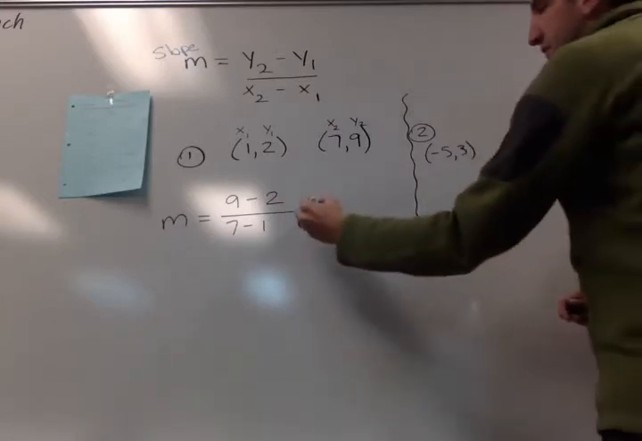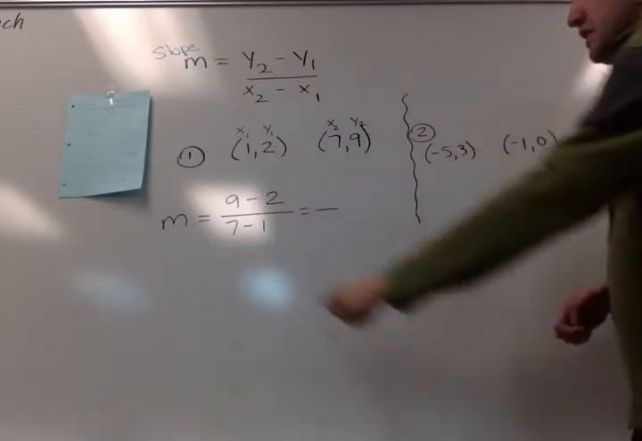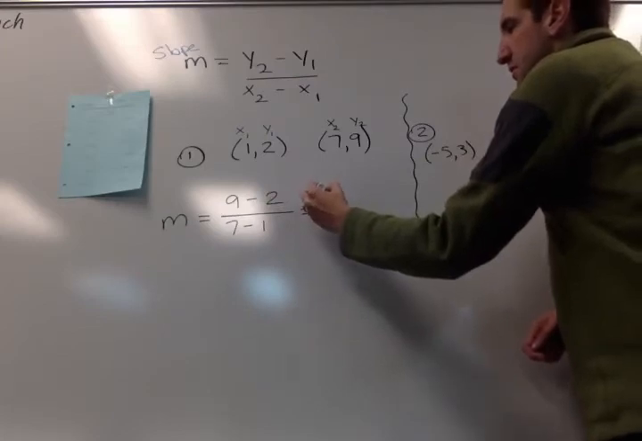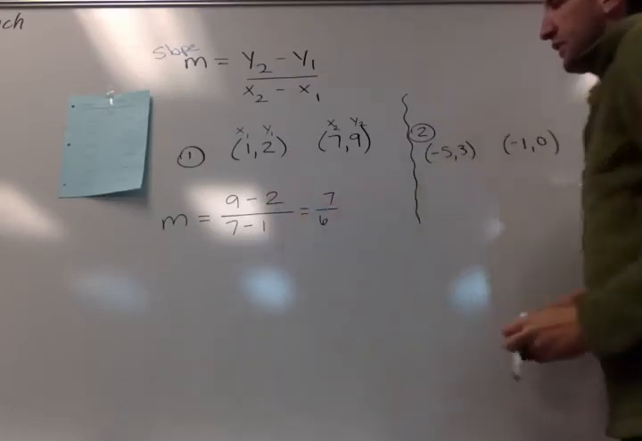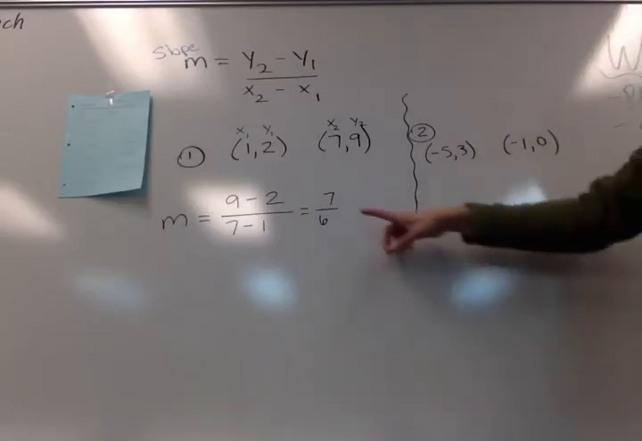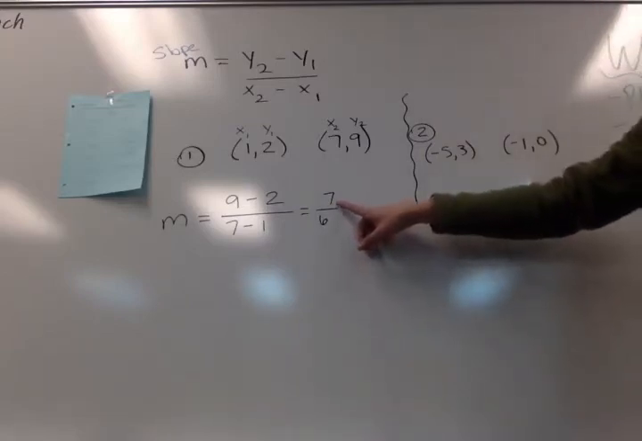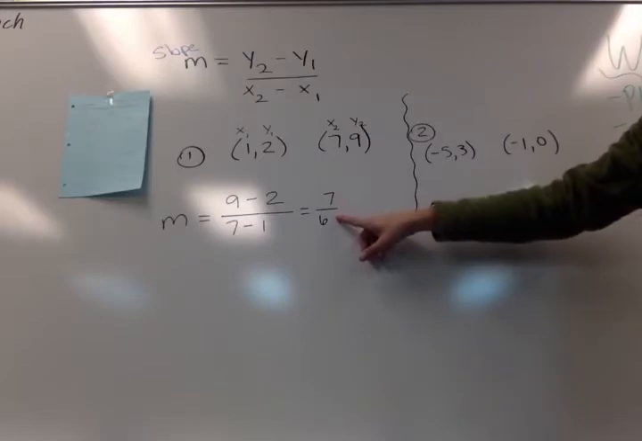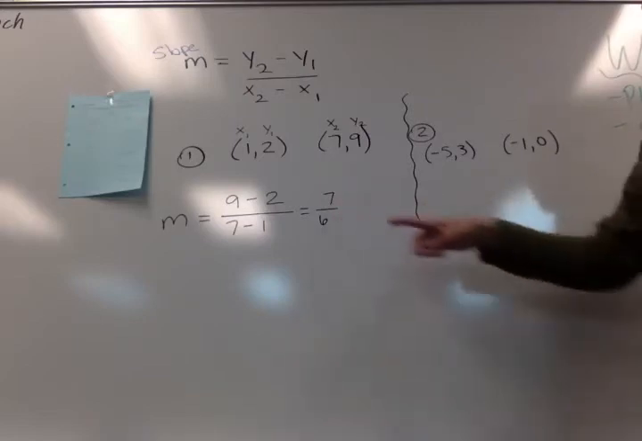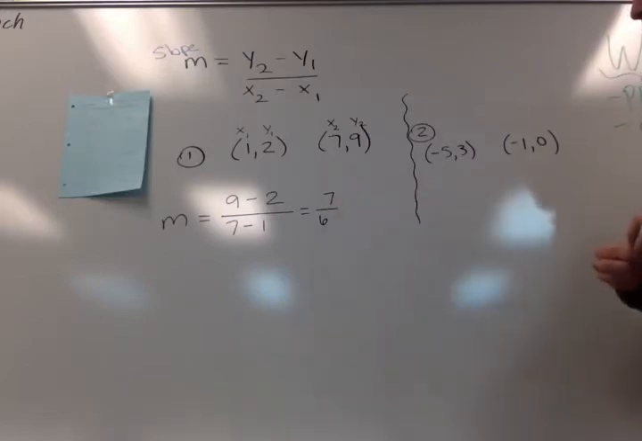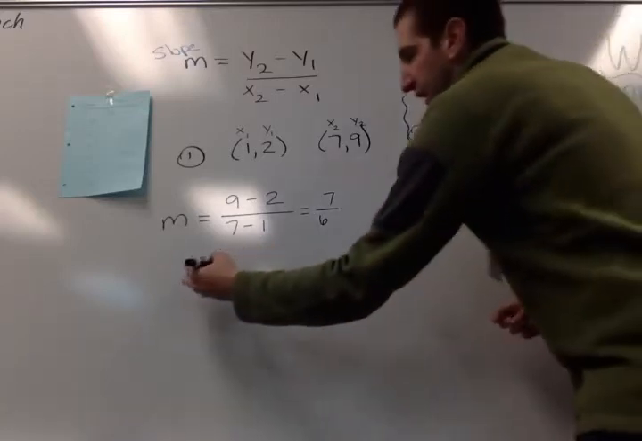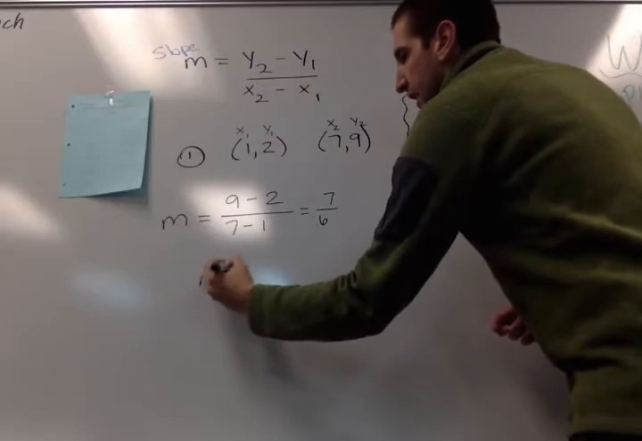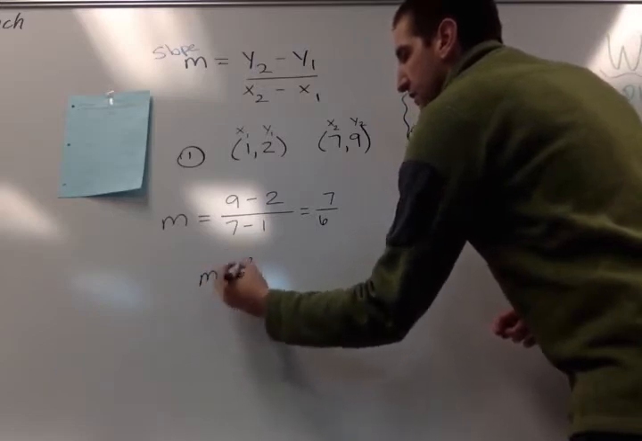Now we just need to keep this as a fraction and do our calculations. 9 minus 2 is 7. 7 minus 1 is 6. Check to make sure and see if this reduces. 7 over 6 does not reduce. Also, we want to leave this as an improper fraction. I know some of you want to make mixed numbers. Leave this as 7 over 6. So our final answer for number 1 is m equals 7 over 6.